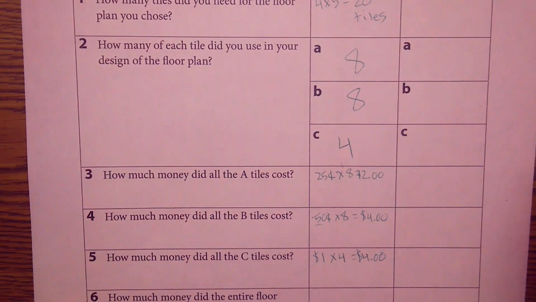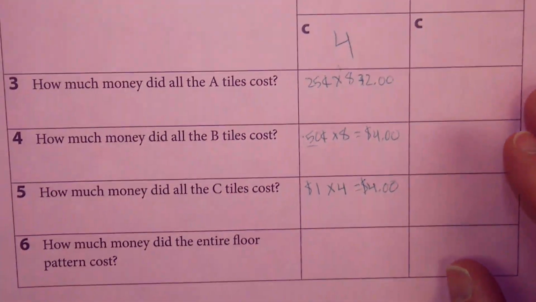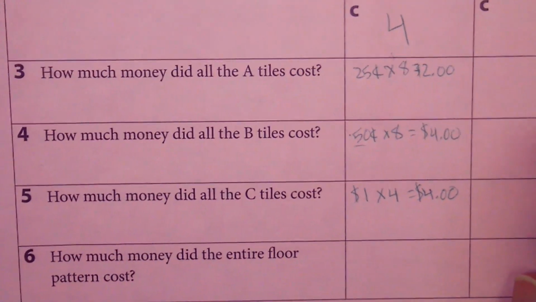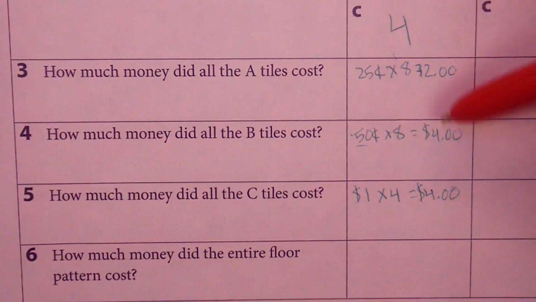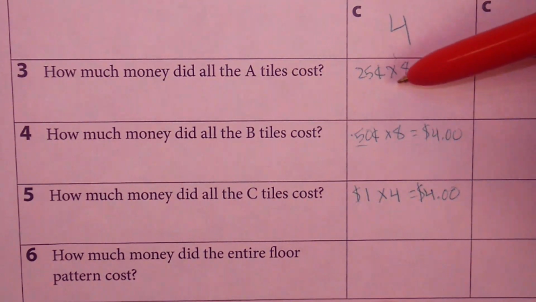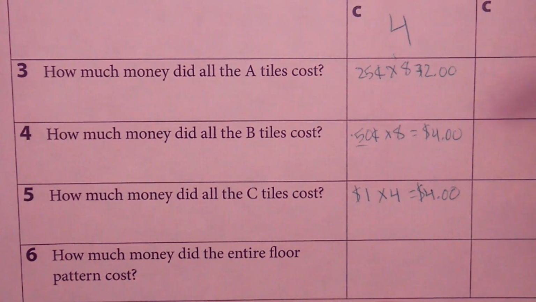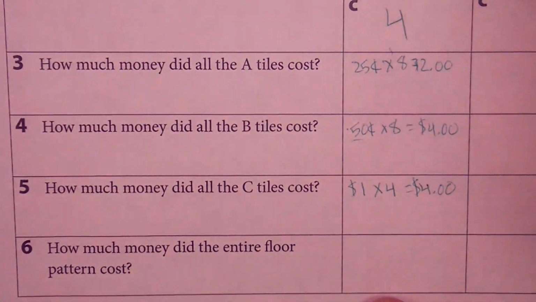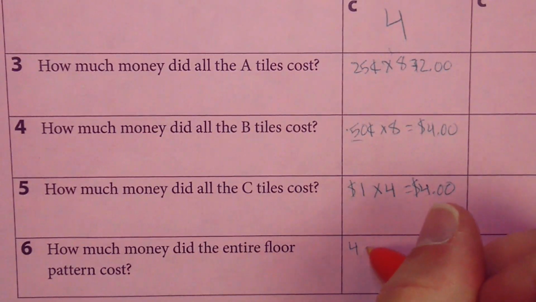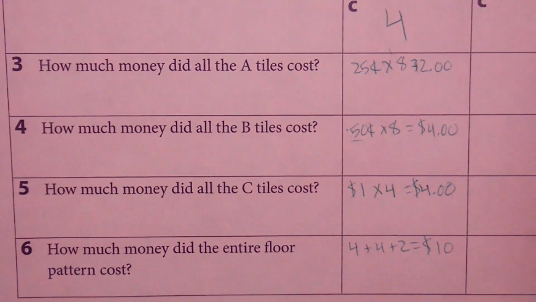Okay. Guess I can zoom in a little bit more. Looks like we're pretty far away. Okay. Now, interestingly enough, 2 to 4 is double, right? Well, that's not really surprising. I have 8 and 8, but this one's double in price, so that should be twice as much money. Okay? How much money did the entire floor pattern cost? Well, I had $4, $4, and $2, so mine would cost $10 altogether.